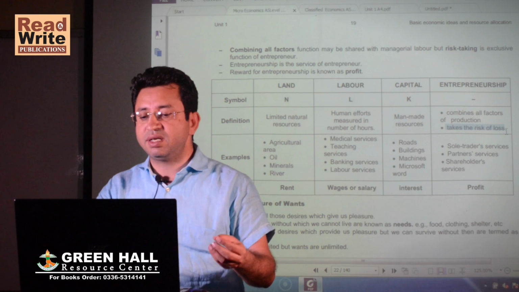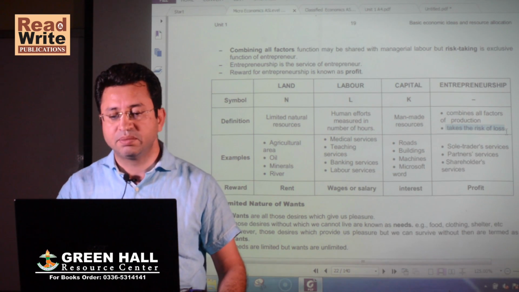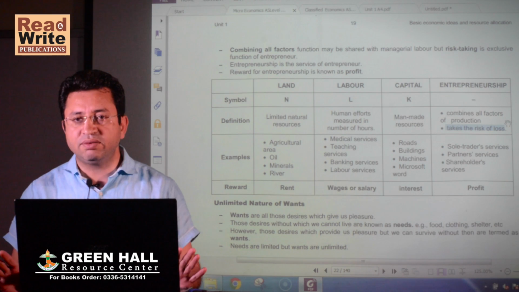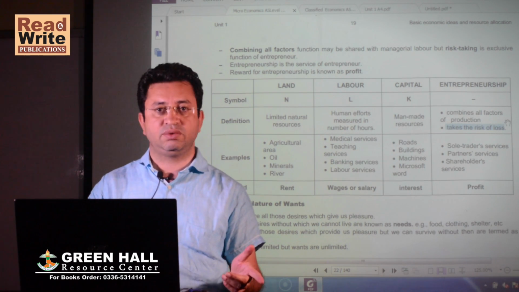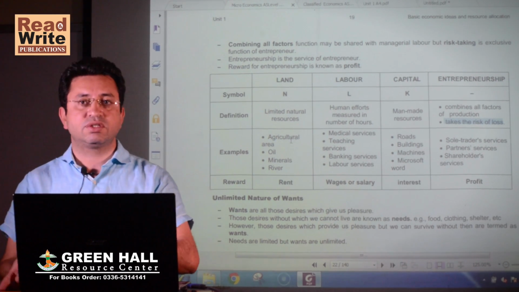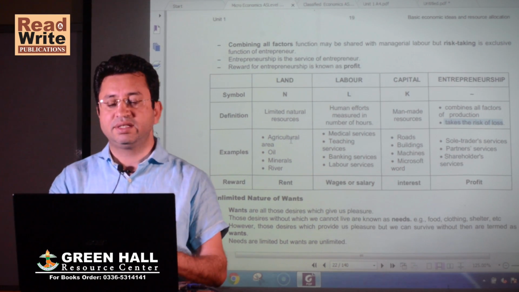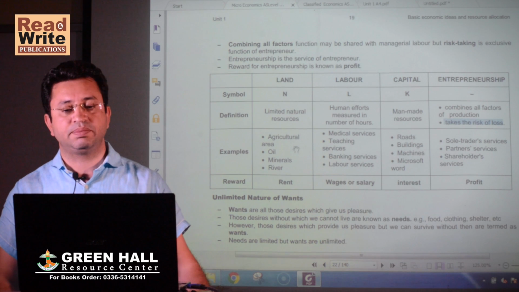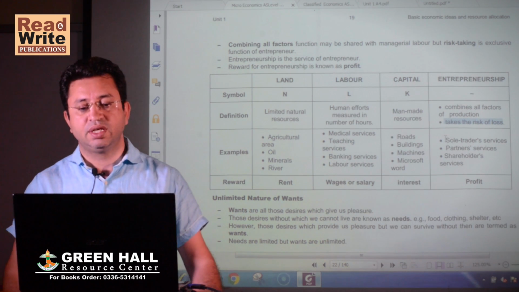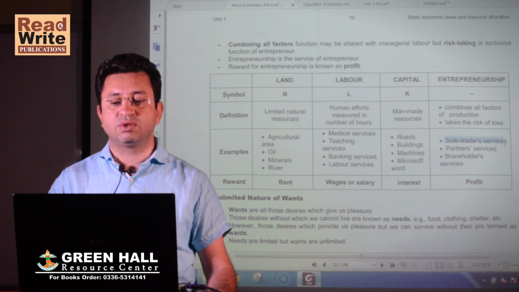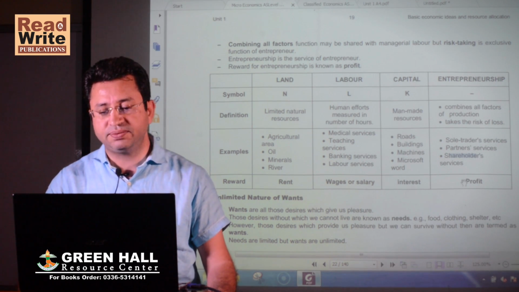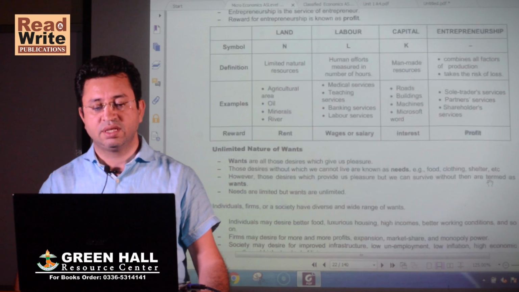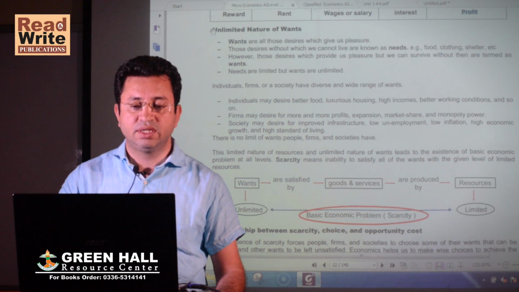You are paying certain interest against that machine to that person, no matter whether you make a profit or loss. Or if a worker is there and you're paying him salary, no matter whether you earn profit or loss, you are paying salary to that person. So taking the risk of loss is an exclusive function of entrepreneurship. The examples of entrepreneur activities are sole services or partner services or shareholder services, and the reward for entrepreneurship we call profit.